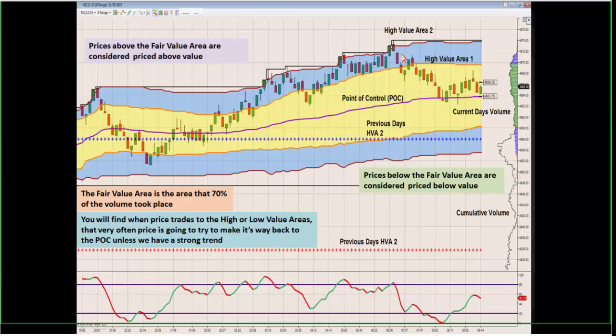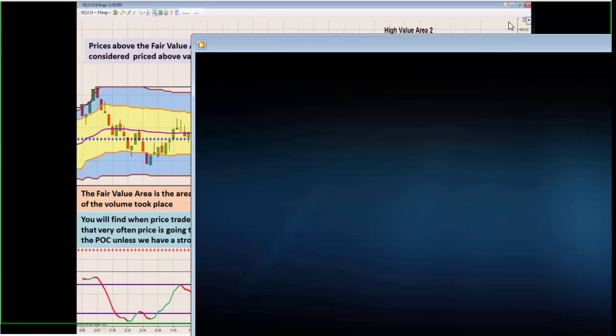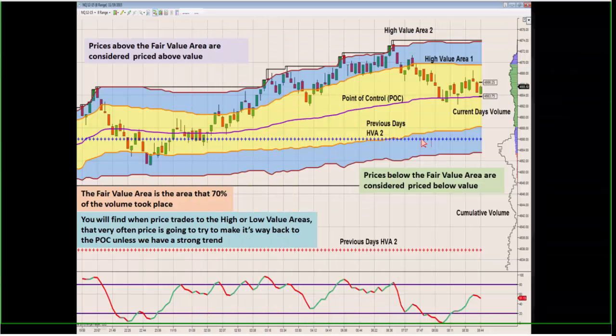When price comes back inside the fair value area, this is the point of control, and this runs smack dab right in the middle of our fair value area. So when we're trading this, we're looking for price, like I said, to hold these levels outside the fair value area and roll over or break out, and the same on the low value area side.